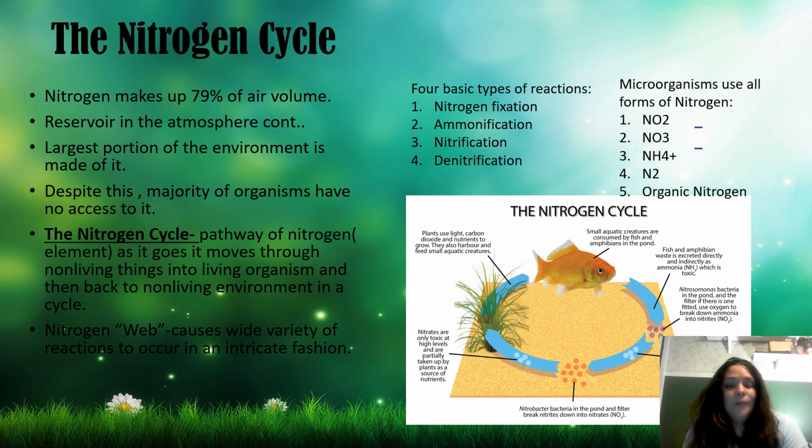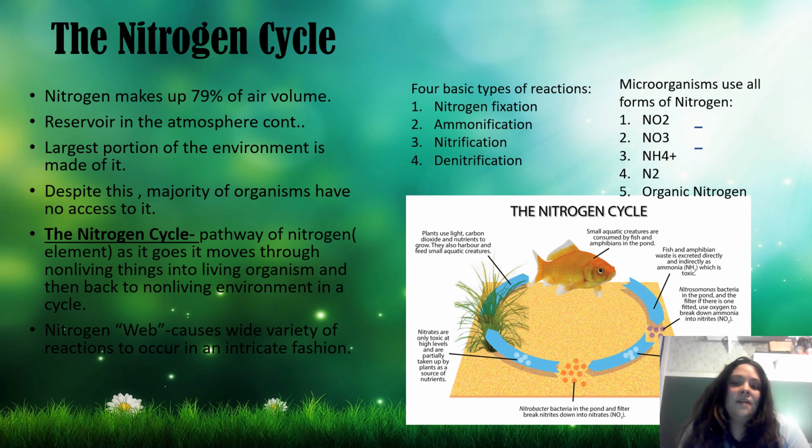The nitrogen cycle is the pathway of nitrogen, the element, as it moves from non-living things into living organisms and then back to non-living environments in a cycle. So it continues in a cycle just the same way that the carbon cycle does, with just a few minimal changes. There's something commonly called a nitrogen web, because it causes a wide variety of reactions to occur in an intricate fashion.